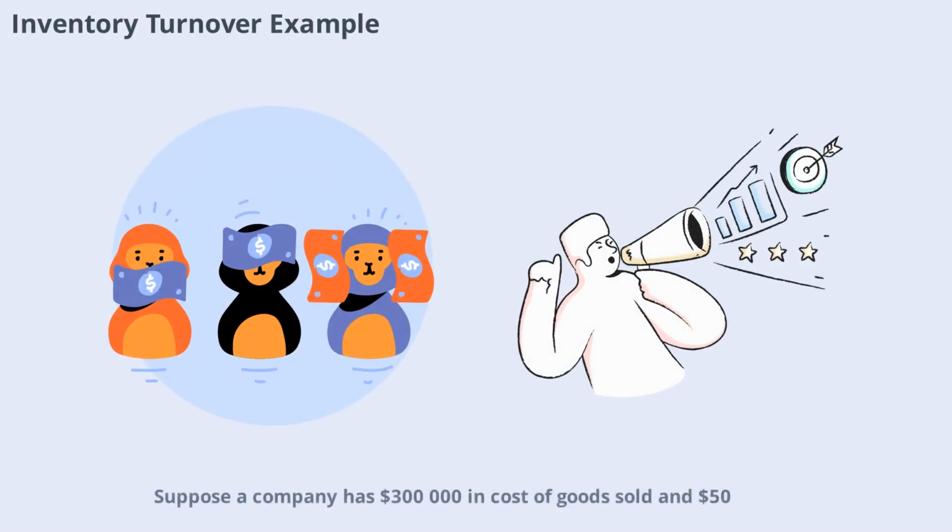Suppose a company has $300,000 in cost of goods sold and $50,000 in average inventory. The inventory turnover ratio would be 6. This means the company sells and replaces its inventory 6 times a year. If the ratio is much lower, it may suggest overstocking or slow-moving goods. Next, we'll discuss accounts receivable turnover, which measures how quickly a company collects payments from customers.